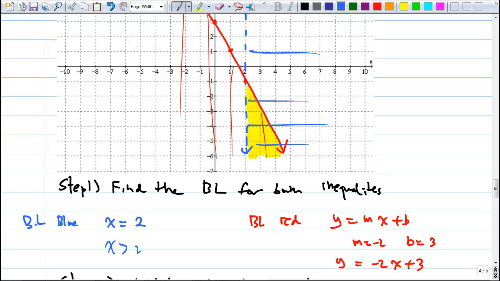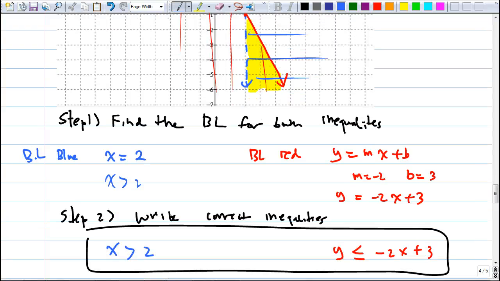Now from here, is it going to be less than or greater than? It's below the line, so it's going to be less than. Is it less than or equal to, or just less than? Less than or equal to. So there you go, we found it. You start with the boundary line, and then you decide whether it's less than or greater than, and whether you should include the boundary line or not. So the first one, x is greater than 2. The red one, y is less than or equal to negative 2x plus 3. Those are the inequalities for this.